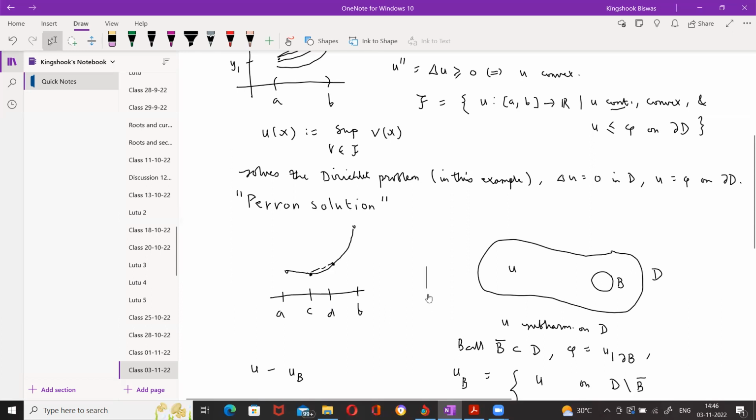Then the second part of the solution of the Dirichlet problem is to show that the Perron solution actually achieves the right boundary values. That is where you need some hypothesis on the smoothness of the domain. It is not true if the boundary of the domain is not nice, as we already saw in an example. It's not true in general.